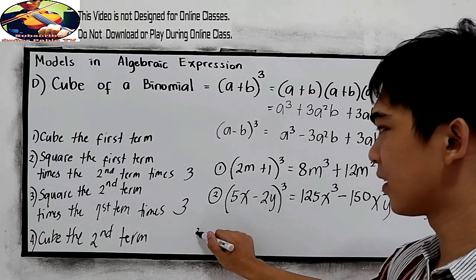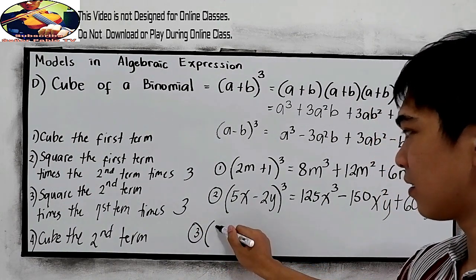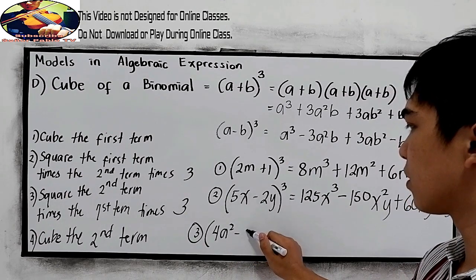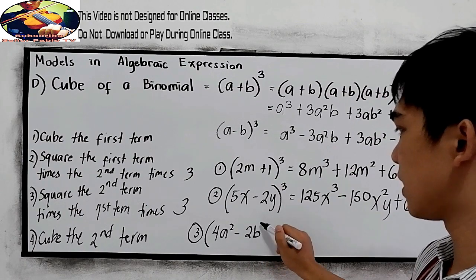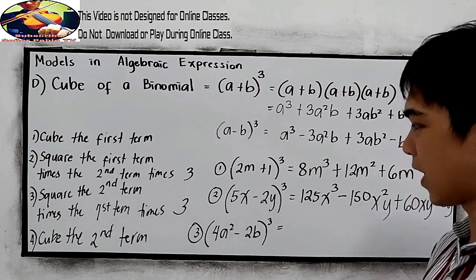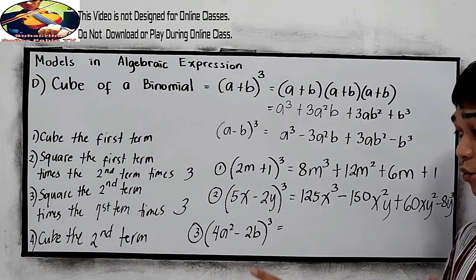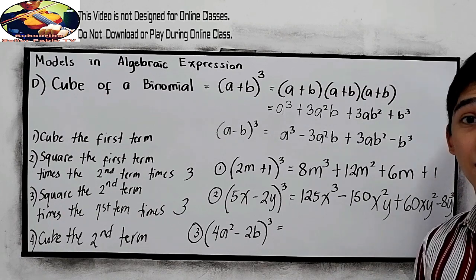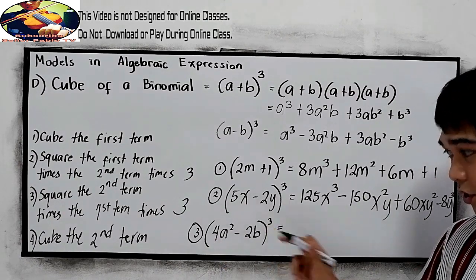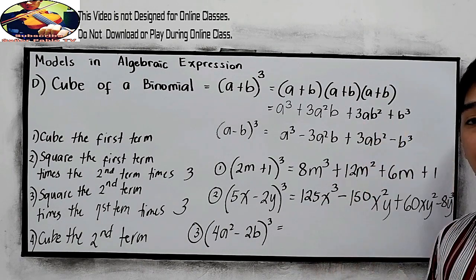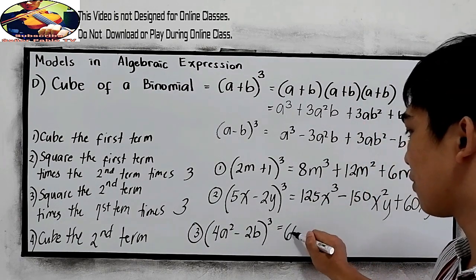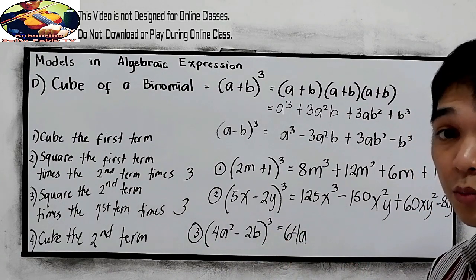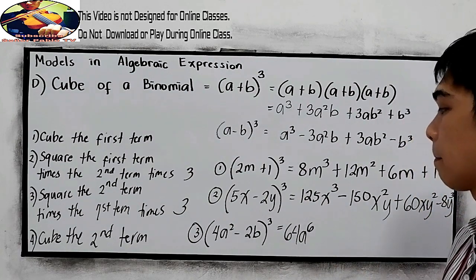And now your turn. Kindly answer number 3. Let's say we have 4a squared minus 2b cubed. Okay. If you want to try number 3, pause the video. Then after answering, resume watching to check your answer. 4 cubed. 4 times 4 times 4, that is 64. So we have a power to a power, we need to multiply, so we have raised to 6.